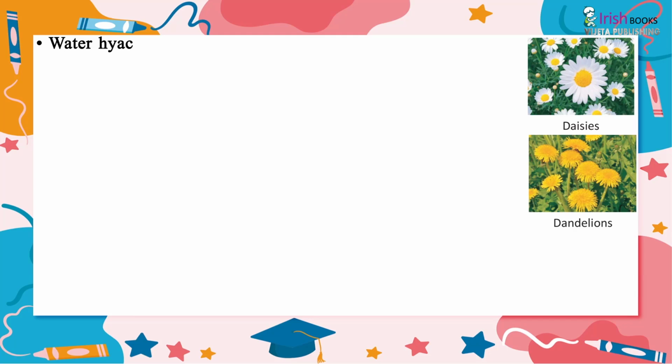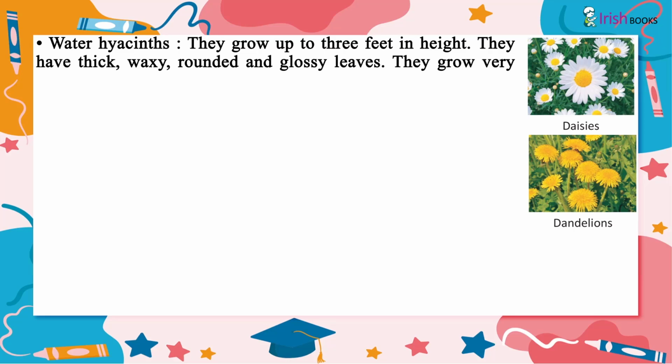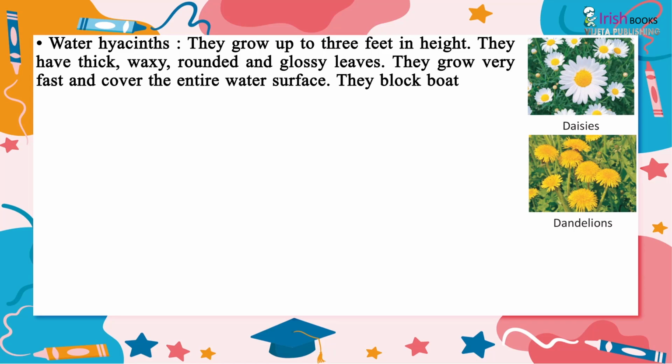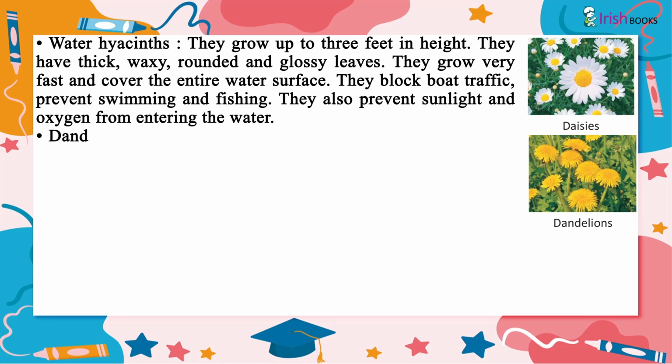Water hyacinths. They grow up to 3 feet in height. They have thick, waxy, rounded, and glossy leaves. They grow very fast and cover the entire water surface. They block boat traffic, prevent swimming and fishing. They also prevent sunlight and oxygen from entering the water.